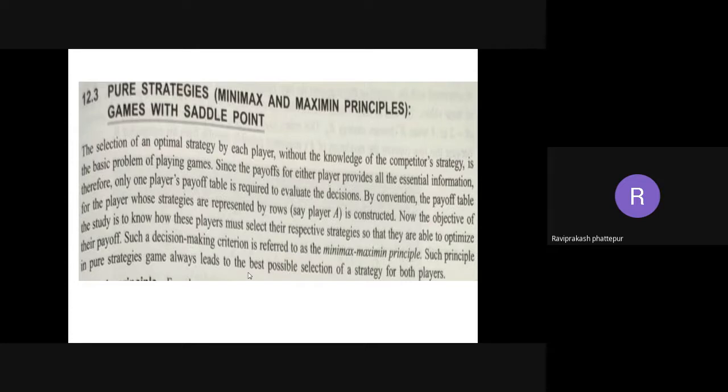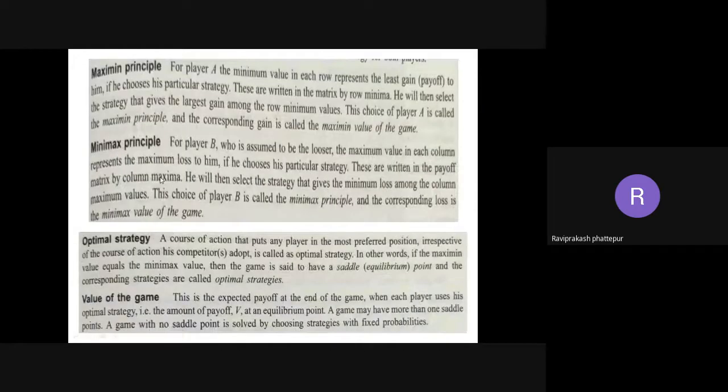So this is possible only in a pure strategy with a saddle point, when we get the saddle point. So we'll see here. The maximin principle, I need not explain much. We have already seen that. I have told you to go in the reverse direction. That means find the minimum of all the rows or columns, then out of that, find the maximum. So that is maximin: the maximum of all the minimums is maximin.